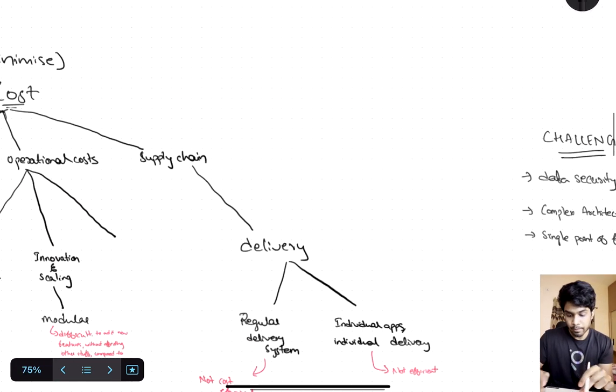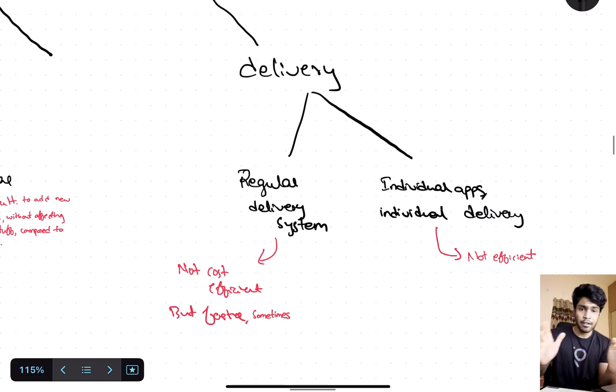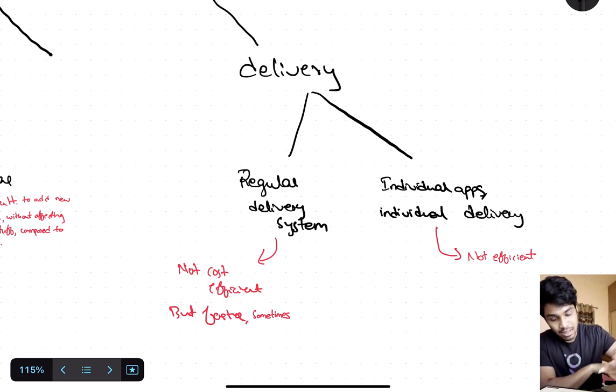Okay, yeah. So Zomato uses a regular delivery system. You place your order, the rider goes to the restaurant partner, picks up your food, and comes back and delivers it to you. So this is not very efficient. And the second thing is individual apps, individual delivery. You need separate delivery partners for Zomato, Blinkit, District, and the delivery costs are comparatively higher.